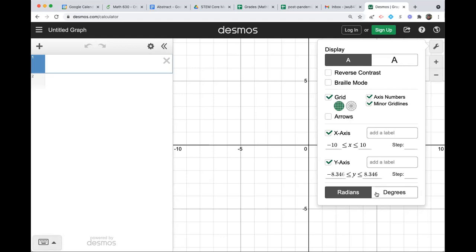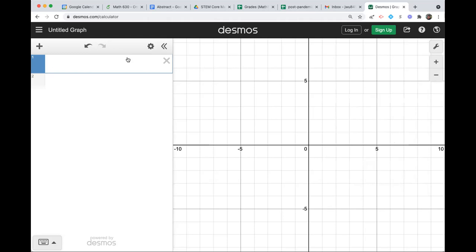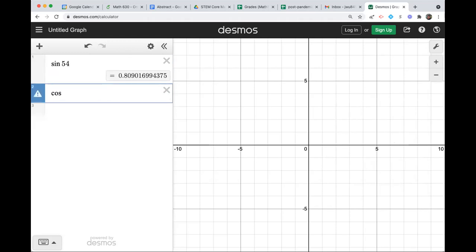But the one I really want us to focus on right now is the one that says radians and degrees on the bottom. You see how radians is highlighted right now? If I want to check my answers right now, I have to go ahead and click degrees so I'll be working in the right mode. Okay, so I've changed this to degrees. Now let me type in this sine of 54. Gives me a number, right? 0.809, and so on. Let's type in our answer, cosine of 36. Bam, same answer. That means those are equivalent.